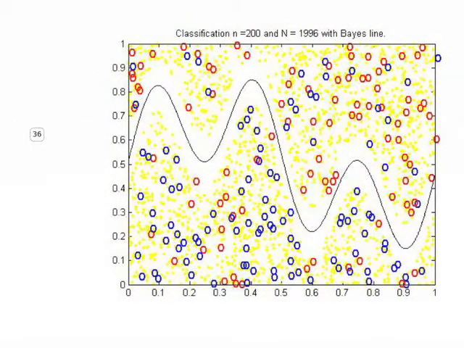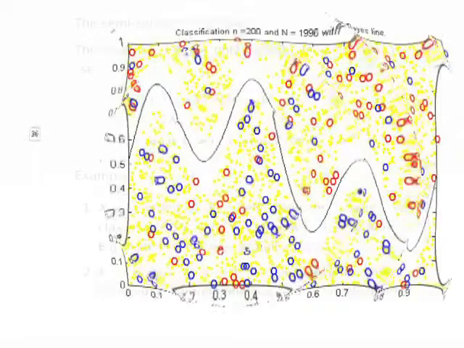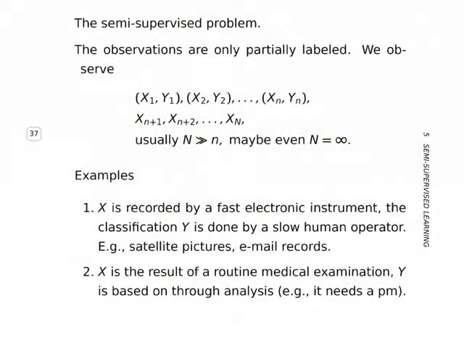So this is what is called the semi-supervised classification problem. And formally what we have is small n pairs of observations x and y. So we have small n labeled data, x's with a label, and we have capital N unlabeled data, maybe even infinite, and for all practical purposes, an infinite number of observations which are unlabeled or unclassified.